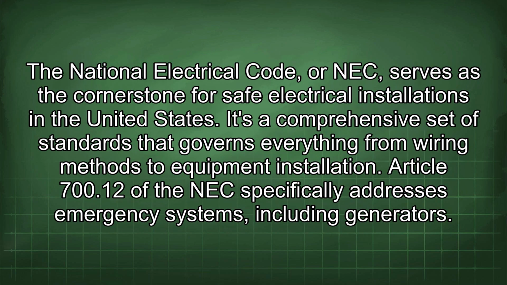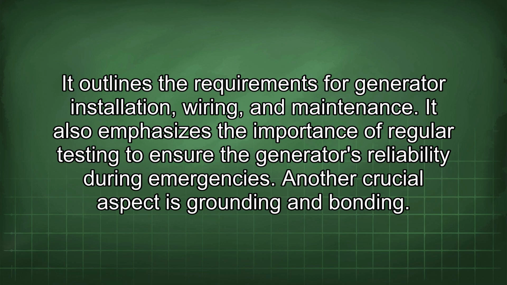The National Electrical Code, or NEC, serves as the cornerstone for safe electrical installations in the United States. It's a comprehensive set of standards that governs everything from wiring methods to equipment installation. Article 700.12 of the NEC specifically addresses emergency systems, including generators. It outlines the requirements for generator installation, wiring, and maintenance. It also emphasizes the importance of regular testing to ensure the generator's reliability during emergencies.